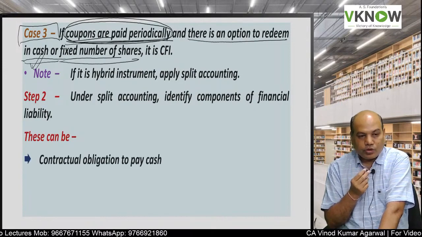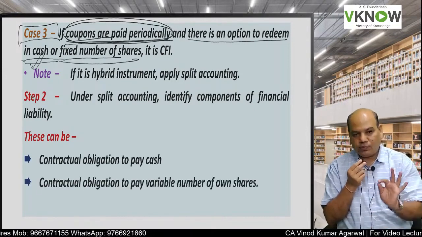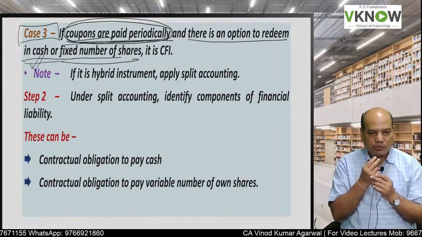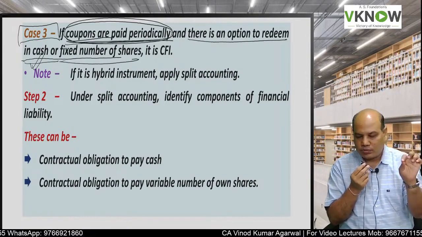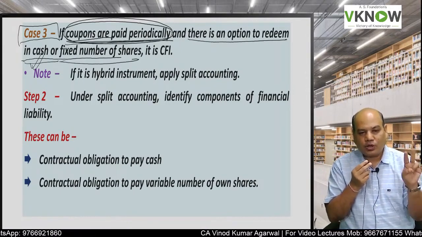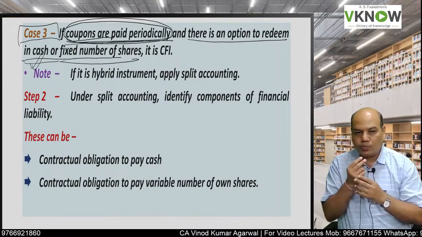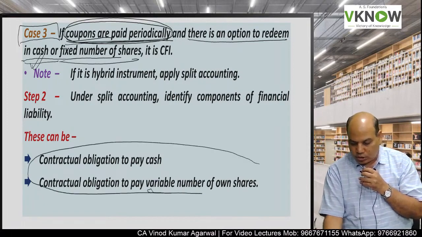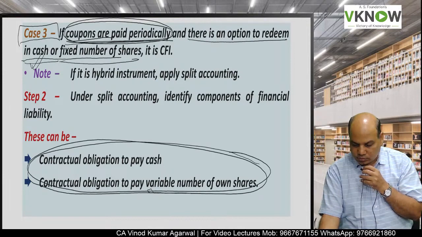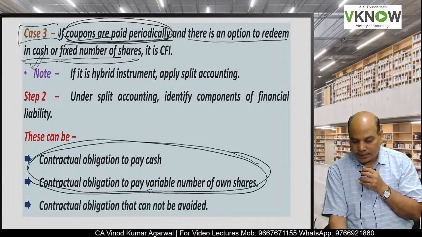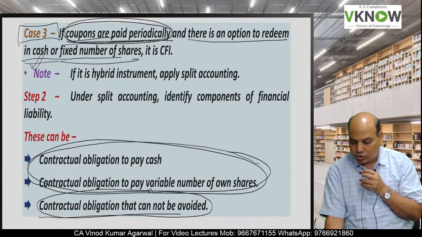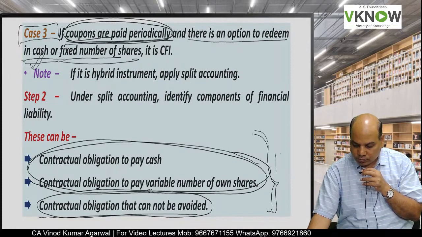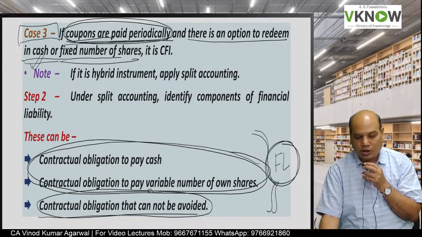equity component. To find out the liability component, I have to check what is the contractual obligation to pay cash. What is that amount of cash which we cannot avoid? Second, what is the contractual obligation to pay a variable number of own shares? Variable. This portion is financial liability. And what is the contractual obligation which cannot be avoided? So this portion is the financial liability component.